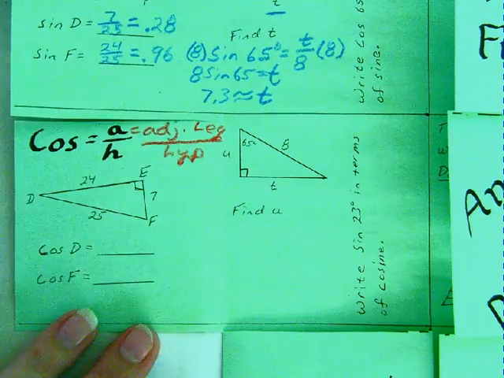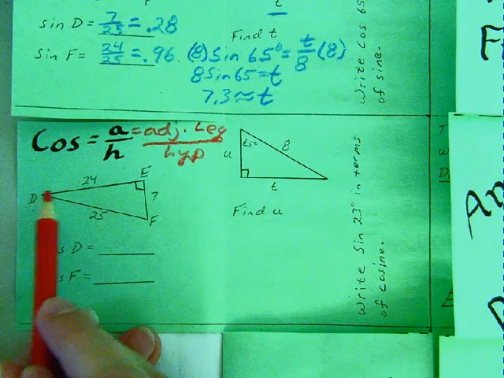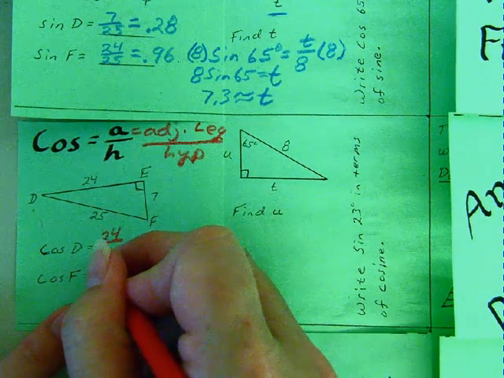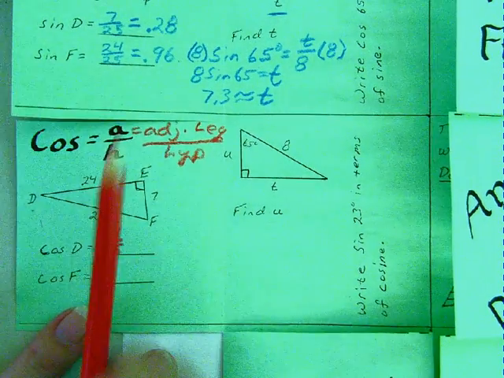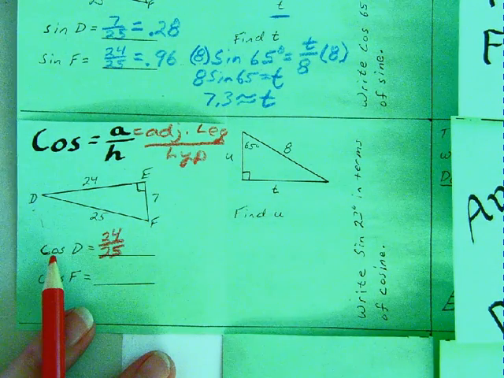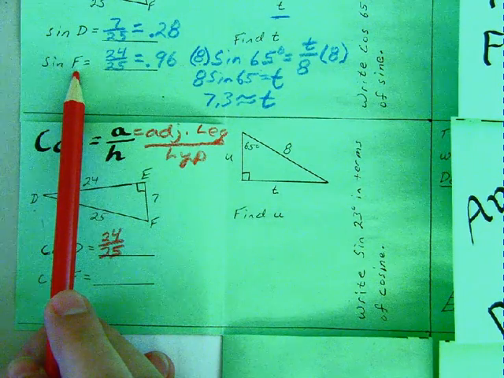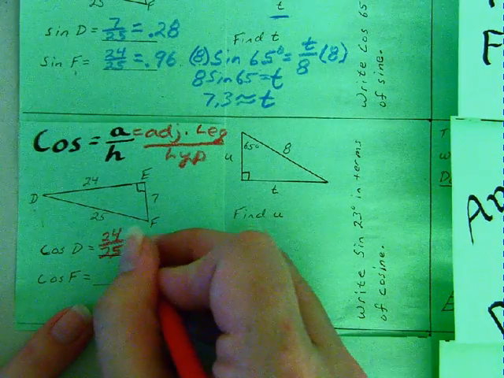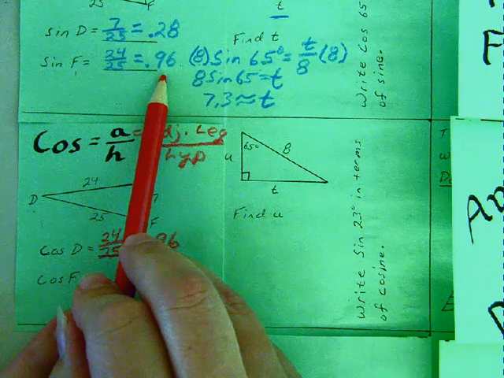Looking at those for cosine of D, I'm starting out with angle D again. I want the adjacent leg, which is 24, over the hypotenuse, which is 25. You'll notice that the triangles that I drew for sine and cosine are the exact same triangle. And you'll also notice cosine of D is the exact same ratio as sine of F. Those are the same thing. So we can put equals 0.96 because we already figured that one right up here.